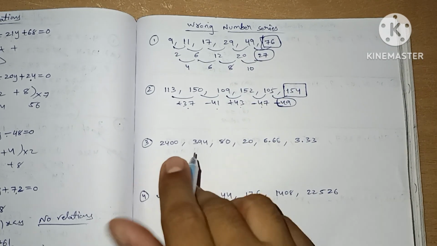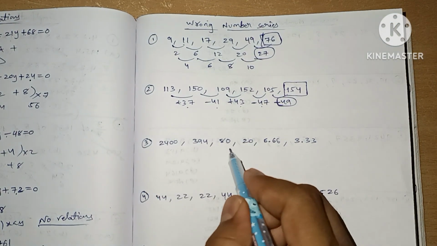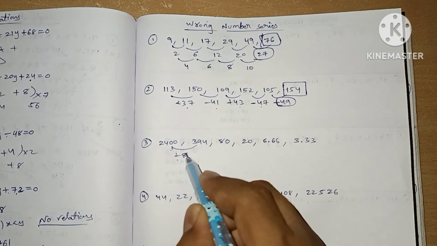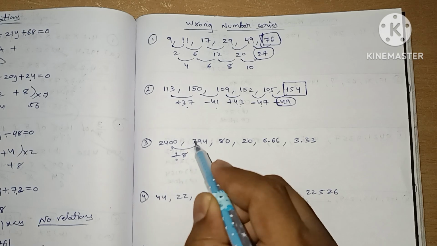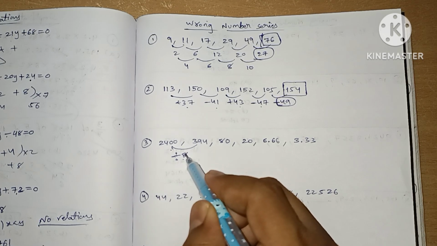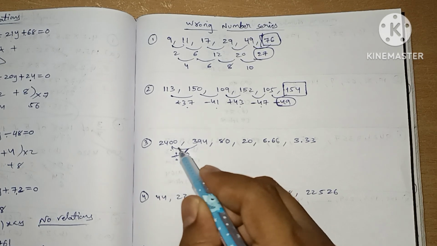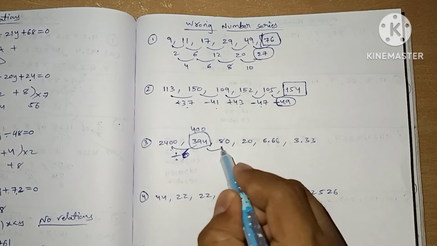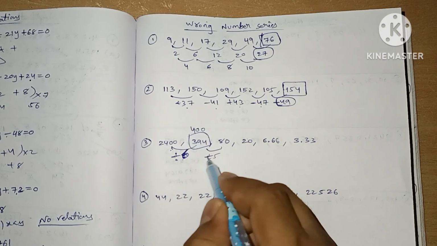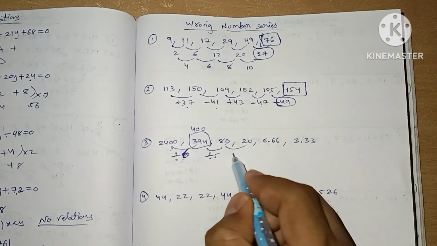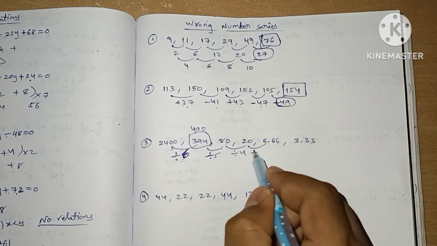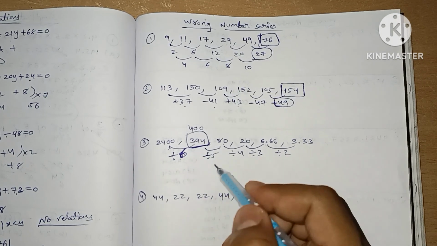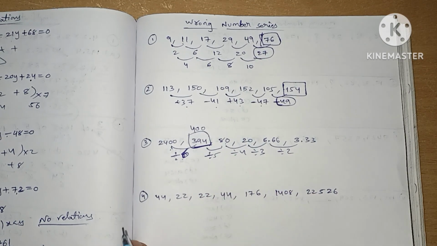Let's see this one. It looks like divided by 8 times. 24 divided by 8 times. No, 24 divided by 6 times. We get 400. Let this be 400 divided by 5 times, which will get 80, divided by 4 times, divided by 3 times. It is divided by 2 times. So our wrong number is this one. 394 is our wrong number.